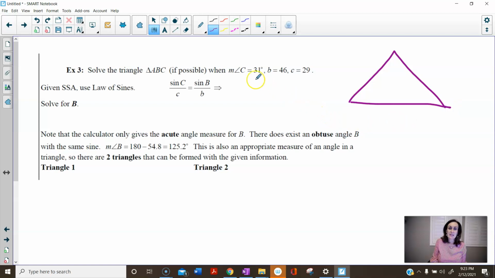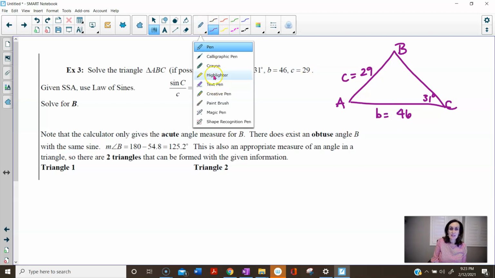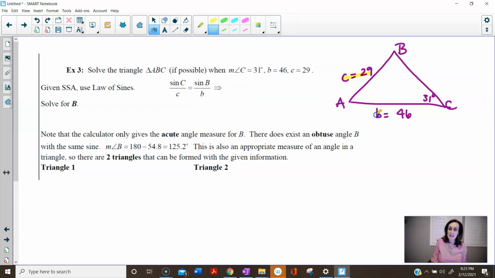And let's fill in. So angle C is 31 degrees. So this one maybe looks like 31 degrees. That's angle C. Side C across from it is 29. And then B, we don't know angle B, we don't know angle A, but across from angle B is side B, which is 46. And so on this one, we have a side and an angle, which is the ambiguous case. So let's go ahead and see what we get.